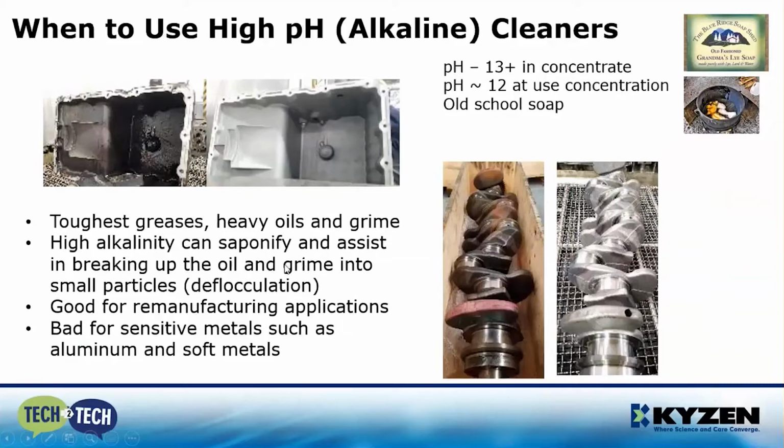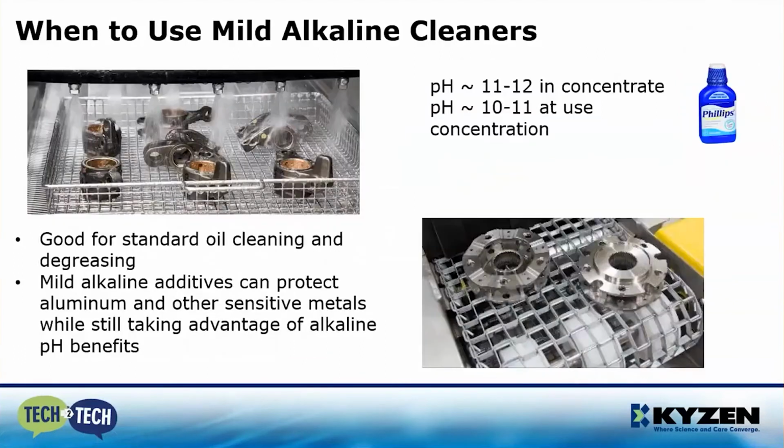Well, the other side of the coin is it's bad for sensitive metals like aluminum. Aluminum can actually dissolve or at the very least get etched at really high pHs if you don't have the right inhibition packages. So how do we counter that? Well, we move to a mild alkaline cleaner.